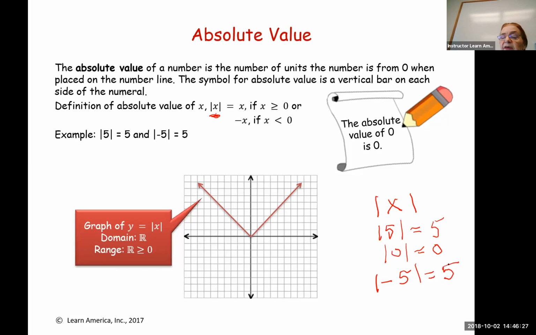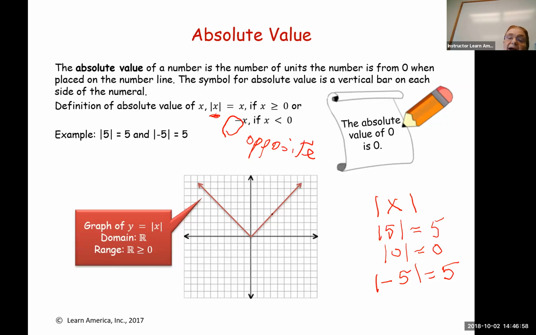So the absolute value of -5 is 5. The definition says that the absolute value of x is the same as x. You can read this as same as x if x is greater than or equal to 0. And in this case, I would read the negative as opposite rather than saying negative. Say the absolute value of x is the opposite of what x is if x is a negative number. So when x was -5, its absolute value was its opposite, which was 5.